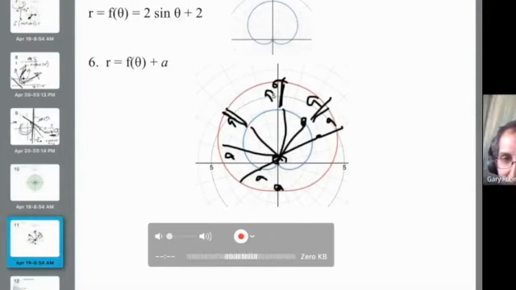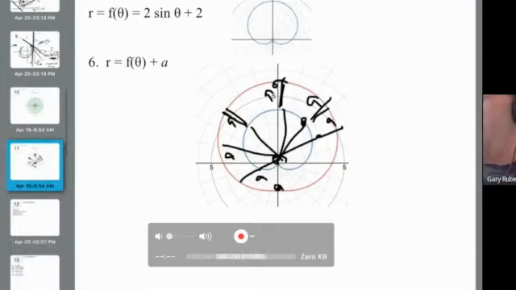Someone asked about f of negative theta. That one was a reflection over the positive polar axis, or the x-axis, the way we talk about it. Okay, so that's the first thing I wanted to show you today: that's what happens with transformations of equations and how they affect the graph in polar.